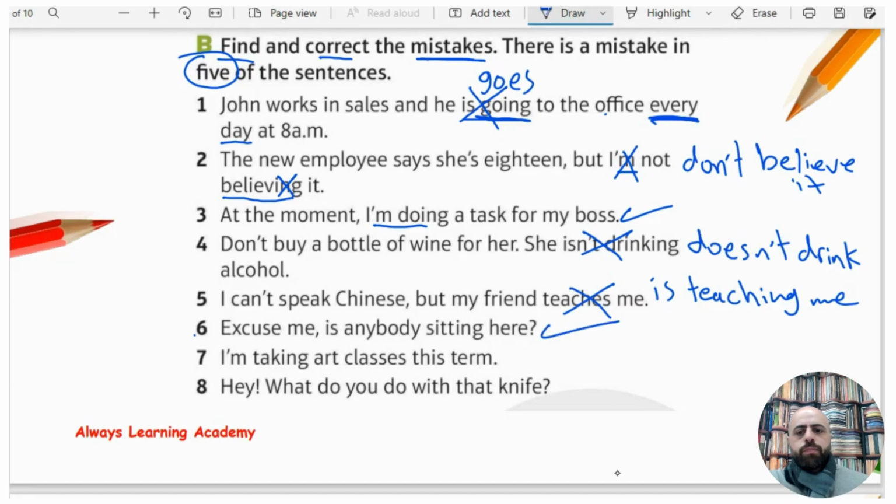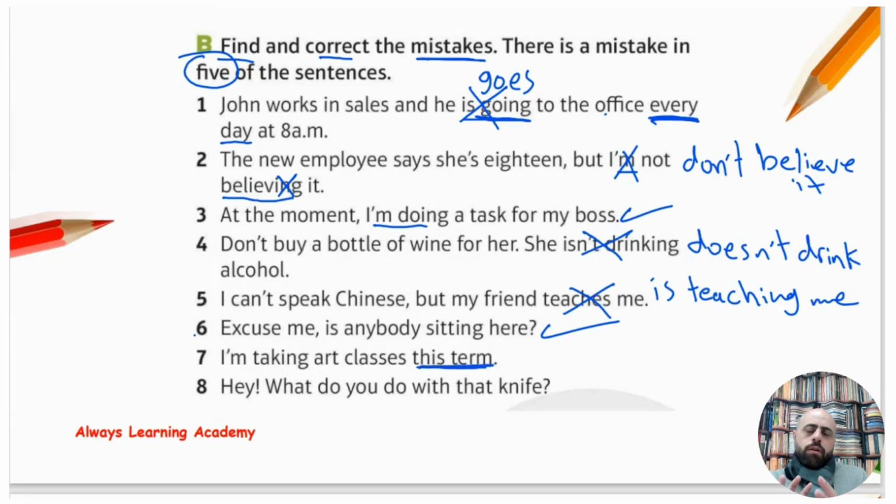Now, number 7, I'm taking art classes this term. Okay, this term for temporary, or short period of time. Maybe you can say, this term maybe 3 months, but it's not like forever. It's not permanent or always. So we use present continuous. So I'm taking art classes, so that is fine.